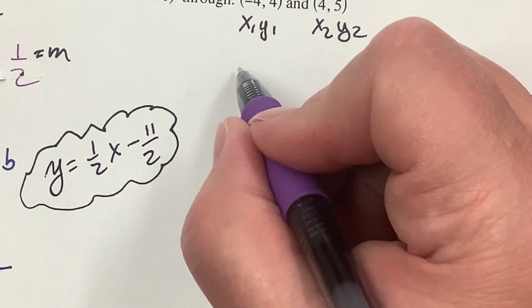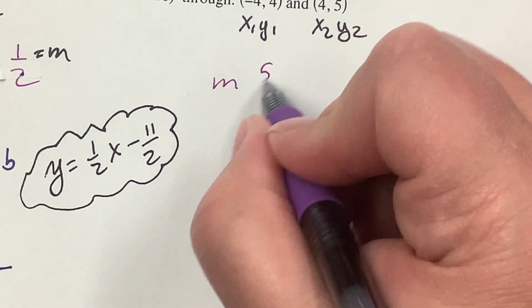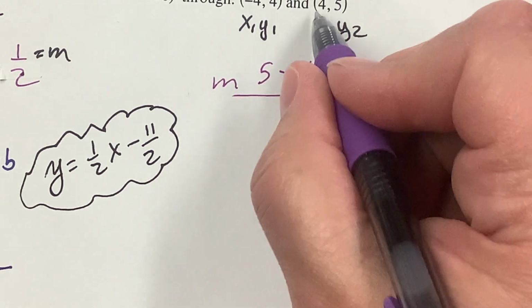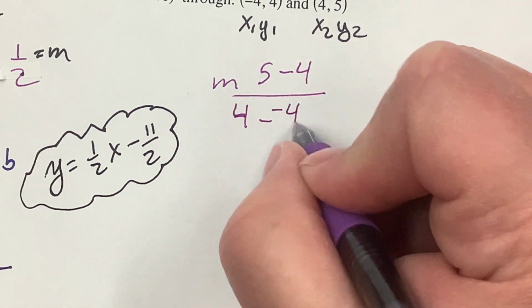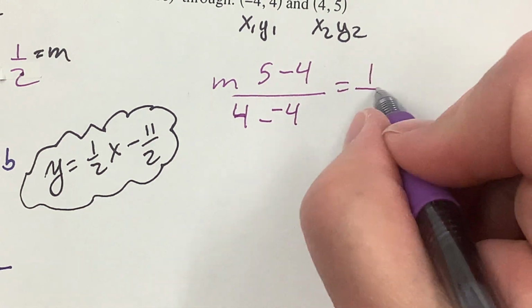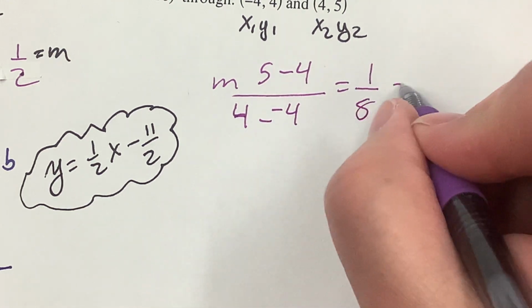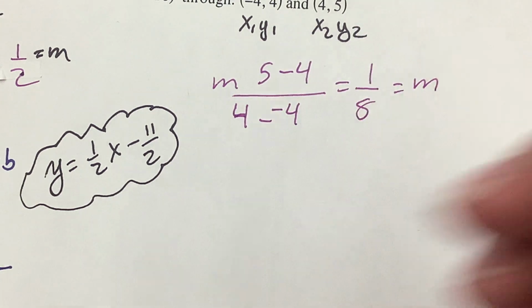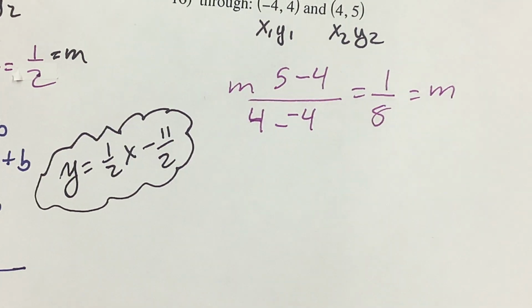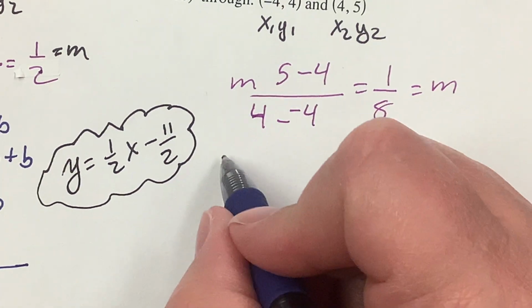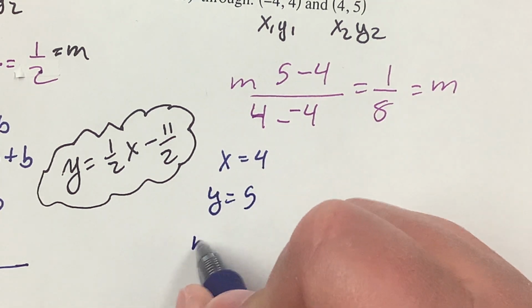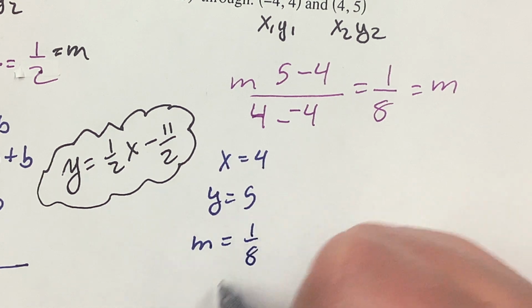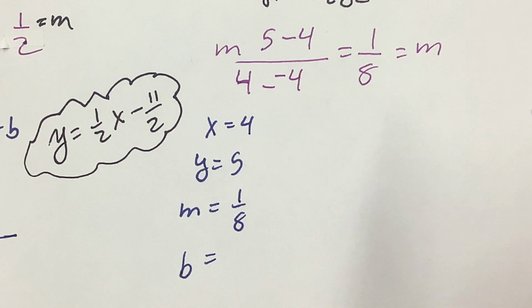y2 minus y1 is going to be 5 minus 4 over 4 minus -4. 5 minus 4 is 1. 4 minus -4 is 8. My m is 1/8. Great. So, x, y, m, b. x is 4. y is 5. m is 1/8. And b equals, well, I just don't know yet, do I?